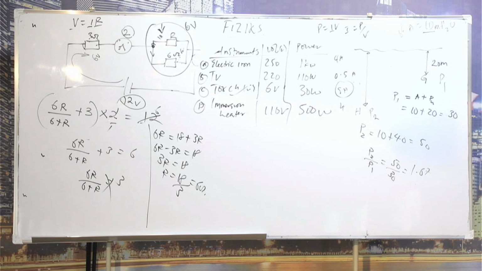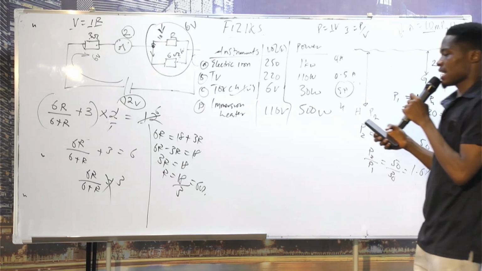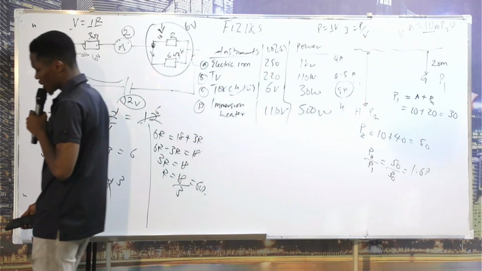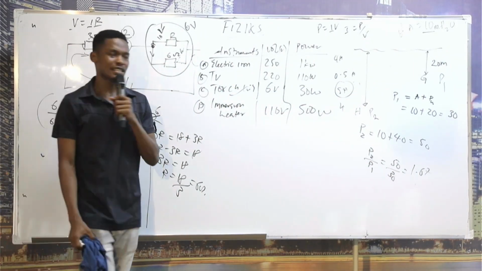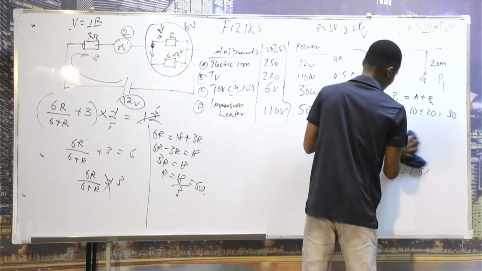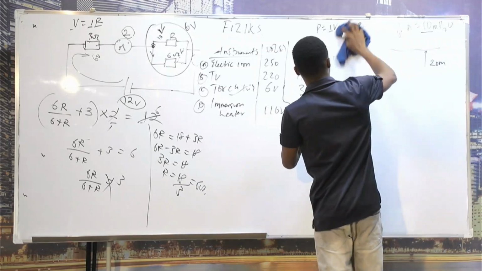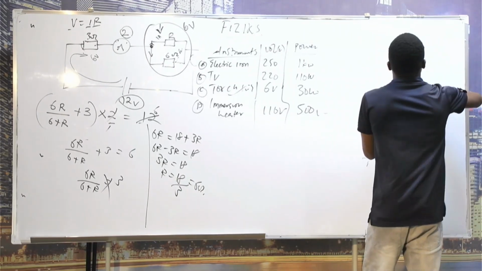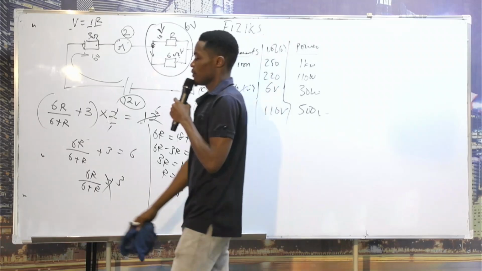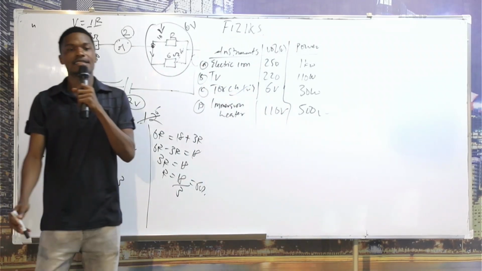Next question. A substance has a half-life of 3 minutes. After 6 minutes, the count rate was observed to be 400. What was its count rate at zero time?